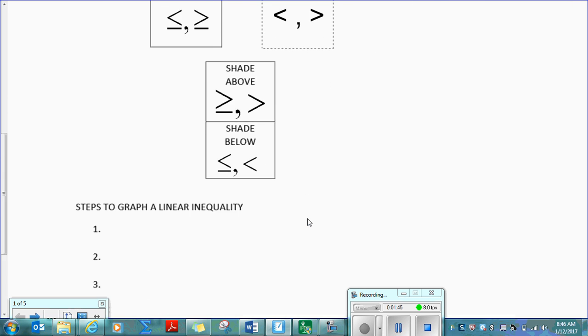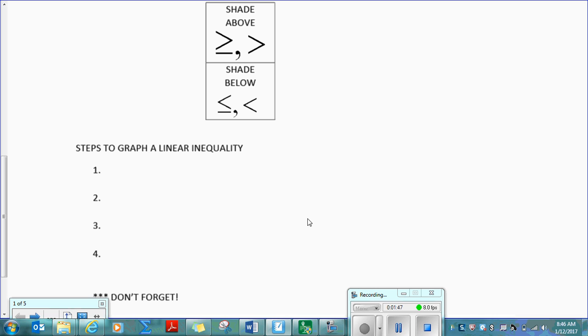So there's 4 steps on how to do this, and they're actually really easy steps. Number 1, we just solve.